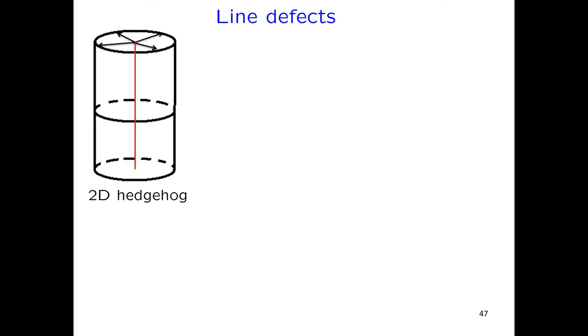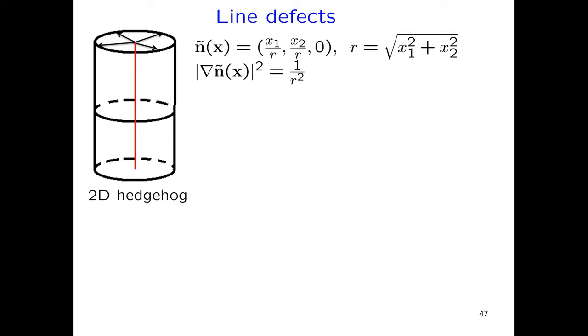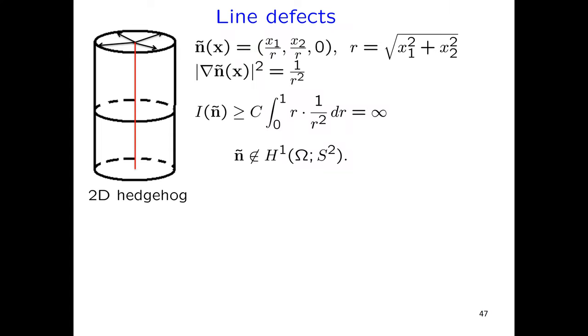Okay, so that's point defects, but what about other kinds of defects? Now, line defects, what about this? A two-dimensional pinch hole. So we have a vector field that points radially outwards from a line. Well, you can write that down: n tilde of x is x1 over the radius, x2 over the radius, zero. Now, r is the two-dimensional radius. Okay. And now the gradient of n tilde squared is 1 over r squared, so I of n tilde is bigger or equal to a constant times the integral of r times 1 over r squared, so you've got a logarithm, so this is infinity.